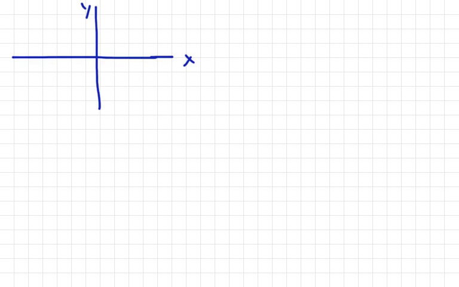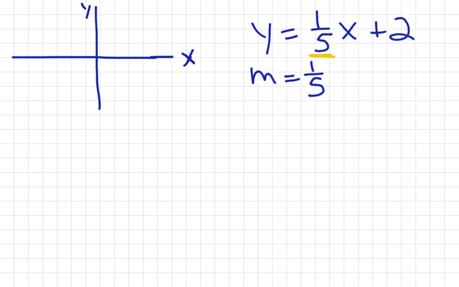Alright, so we've seen how useful that information can be to write an equation. Now let's see how useful the equation can be to graph. So if I give you the equation y equals 1/5 x plus 2, what is my slope? Well, 1/5 is being multiplied by the x, so m equals 1/5, and my y-intercept is 2, so b equals 2. Well, remember, this y-intercept is the same thing as the ordered pair 0, 2.